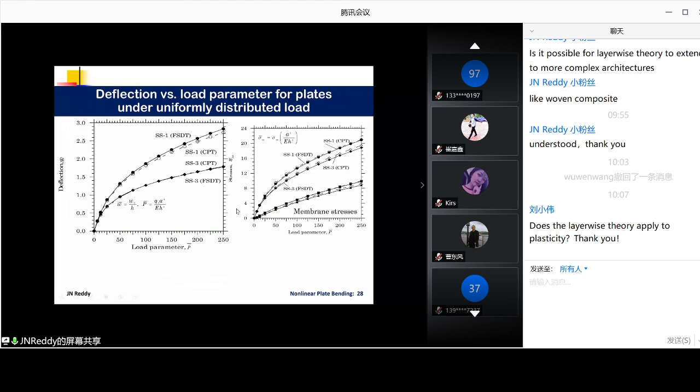Okay, so there are other examples, including even other types of boundary conditions. SS3 means all three displacements are confined. That means U, V, W on each edge are set to 0. So it becomes a much stiffer plate, almost close to a fixed or clamped plate. The only difference is the rotations are not restricted.